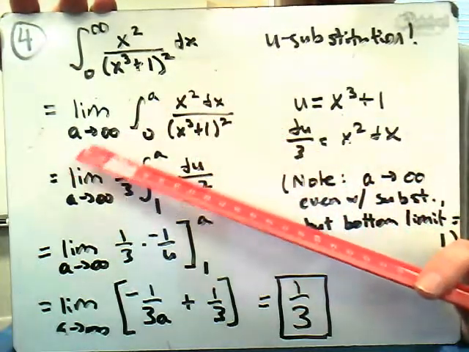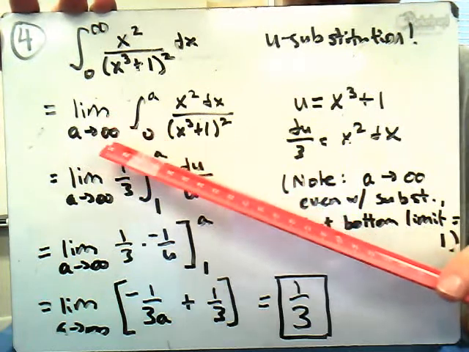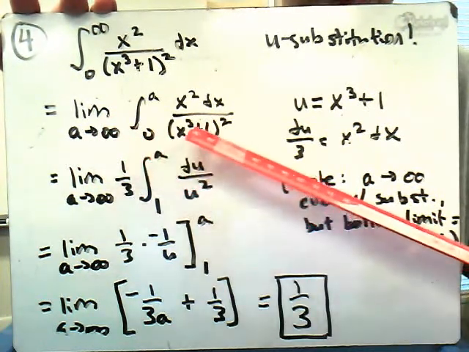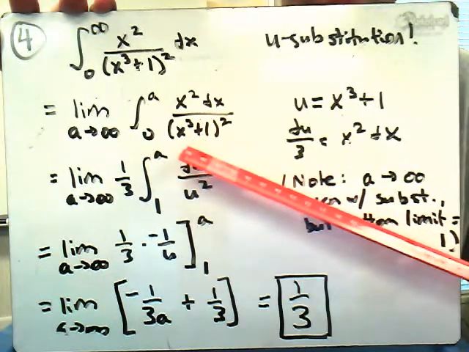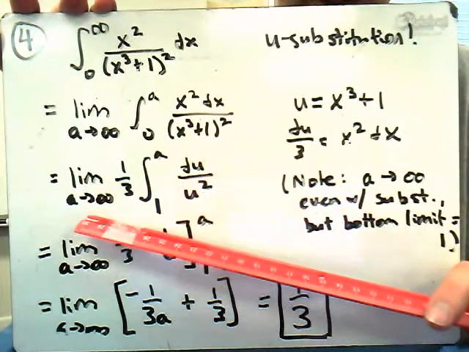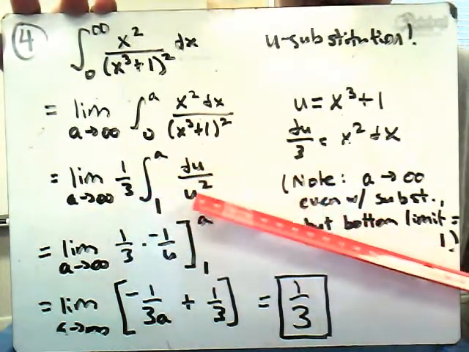Before we proceed with all that, we want to make sure that we attach our limits to the integral and say that this is the limit as a goes to infinity of the integral from 0 to a of x squared dx over (x cubed plus 1) squared. Now we make our substitution. The limit as a goes to infinity of 1/3 of the integral of du over u squared.